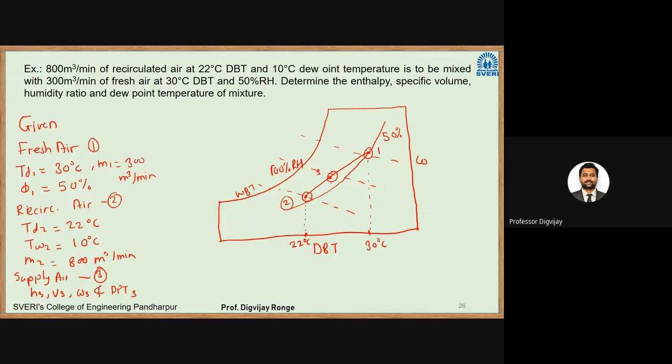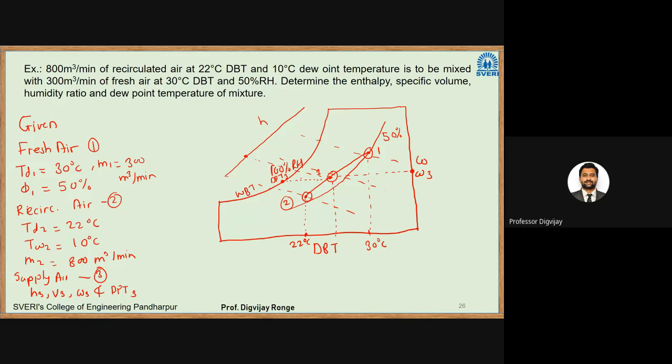So we have to find its dry bulb temperature, and we have to find its enthalpy. There will be an enthalpy scale here, so that we have to find. And what else do we have to find out? Humidity ratio. Humidity ratio means we have to find this value W3. Then we have to find its dew point temperature. For the dew point temperature, you have to take another horizontal line up to the saturation curve. So this will be its dew point temperature 3.